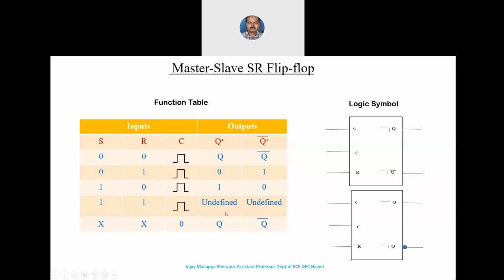And 1 1, we call it an undefined state, an indeterminate state. This state is not used. We are not supposed to apply S and R as 1 simultaneously. As I said, when the clock input is 0, irrespective of the inputs S and R, the next state is always equal to the previous state. And the logical symbol for the master slave SR flip-flop is shown in the diagrams here. You can see the bubble shows Q bar.